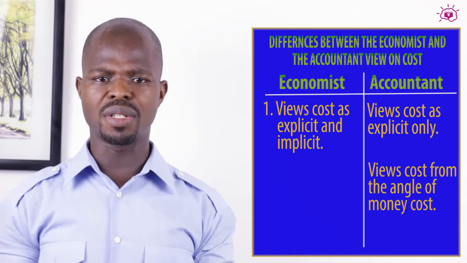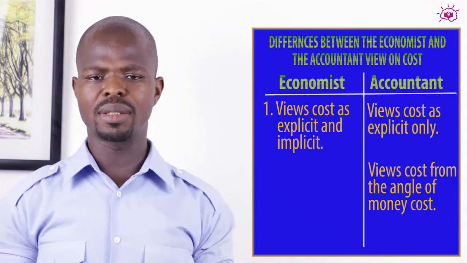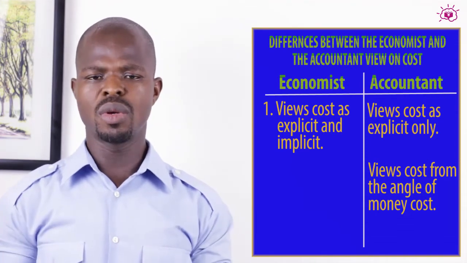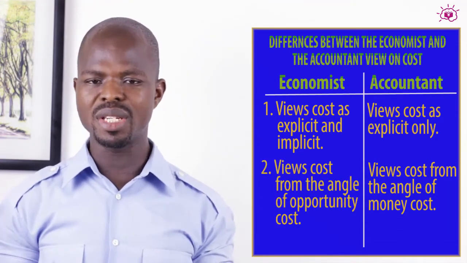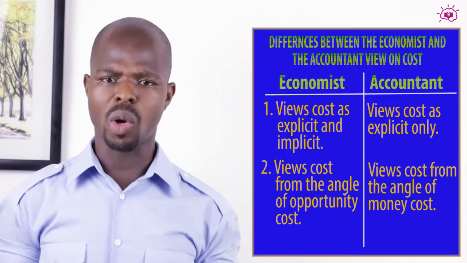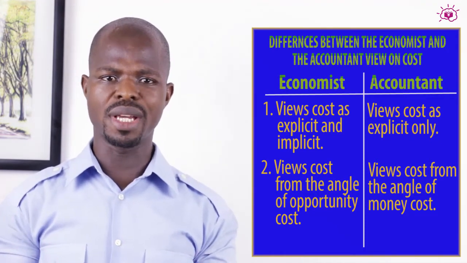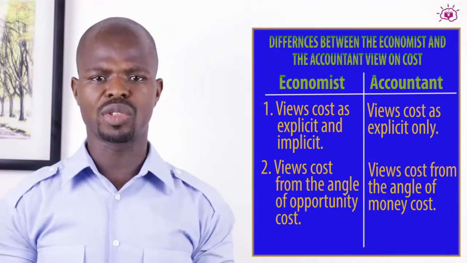Another area of difference is this: while the accountant views cost from the angle of money cost, the economist's view of cost is based on the concept of opportunity cost. Those are the basic distinctions between the economist and the accountant view of cost.